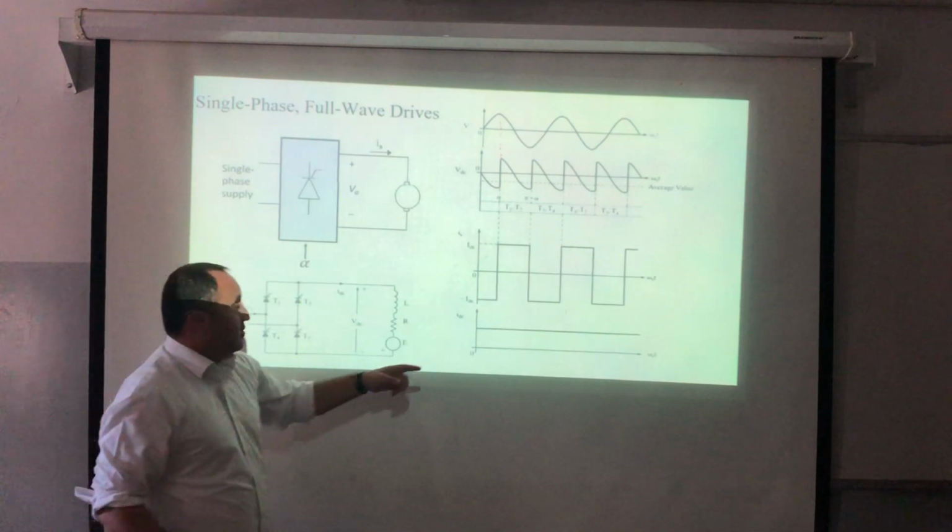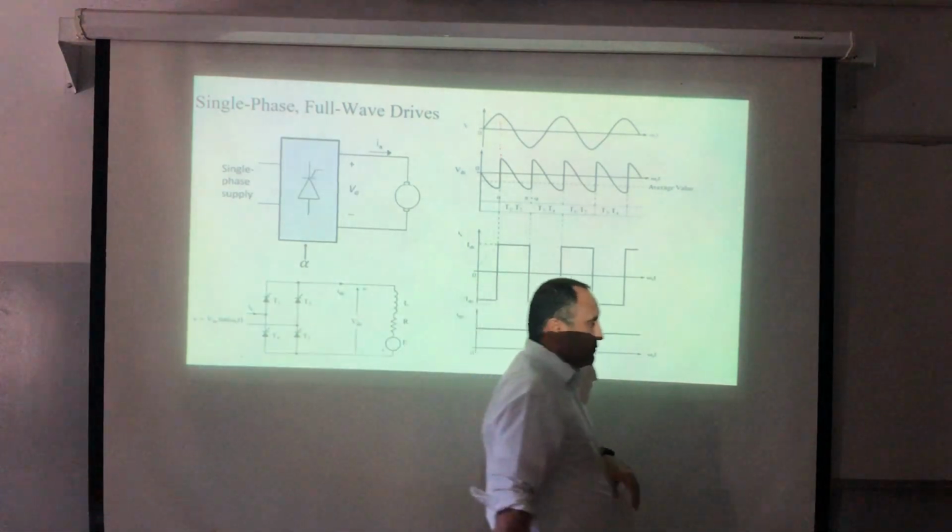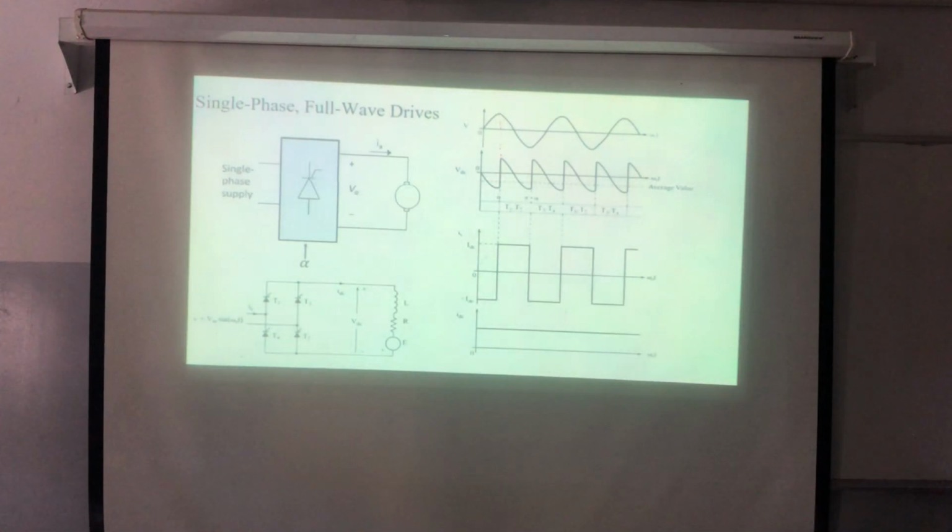But all the time the current is positive, correct? Good. And this one for alpha is greater than 90. Do you have any question until here?